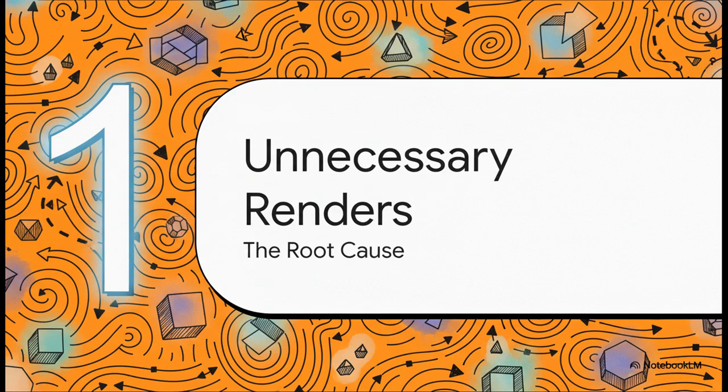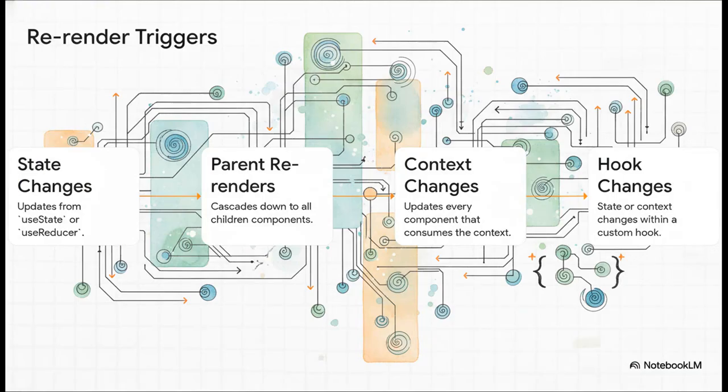Okay, so to fix this thing, we've got to go right to the source. The root cause of most React performance issues isn't some super complex algorithm. Nope, it's something way more fundamental, the unnecessary re-render. We've got to understand the why before we get to the how. So believe it or not, every single re-render in your entire application starts from one of just 4 places.